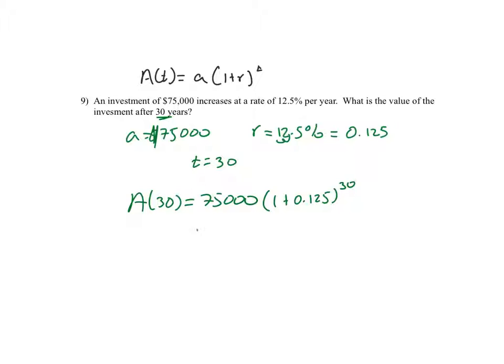So this equals 75,000 times 1.125 to the 30. This equals $156,247.87.